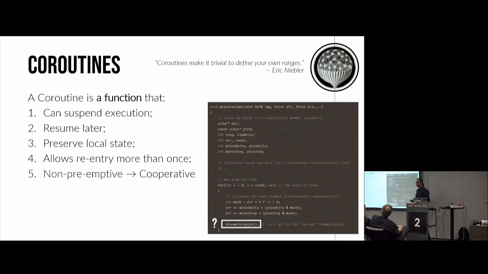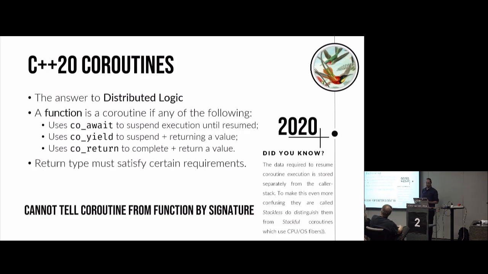But we're not going to talk about that. Although you can use Boost to do that, we're not going to talk about it because there's a new kid on the block, and that's C++20 coroutines. So our answer to the distributed logic problem, as we saw, is a coroutine.